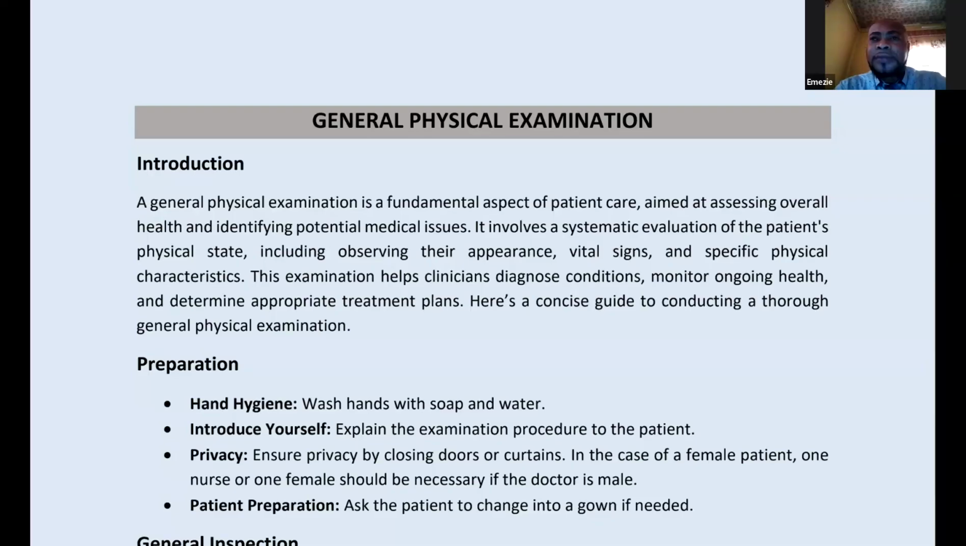The first format to follow is that we need to take a brief history from the patient. If the patient can talk, we take the brief history from the patient. If the patient cannot talk, we take it from the patient's relative. And what does this brief history consist of? It consists of three things.